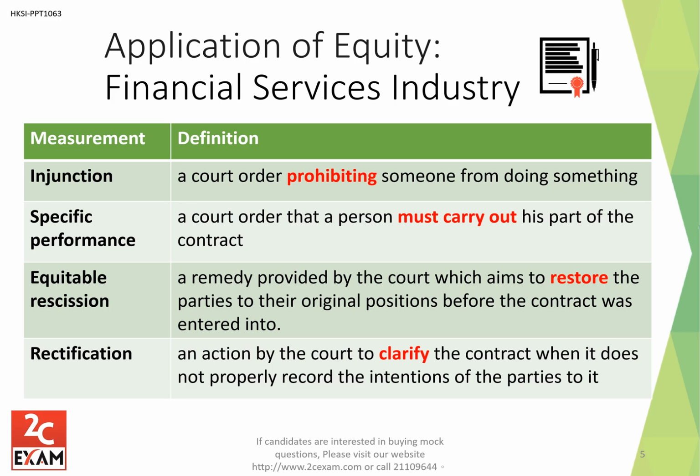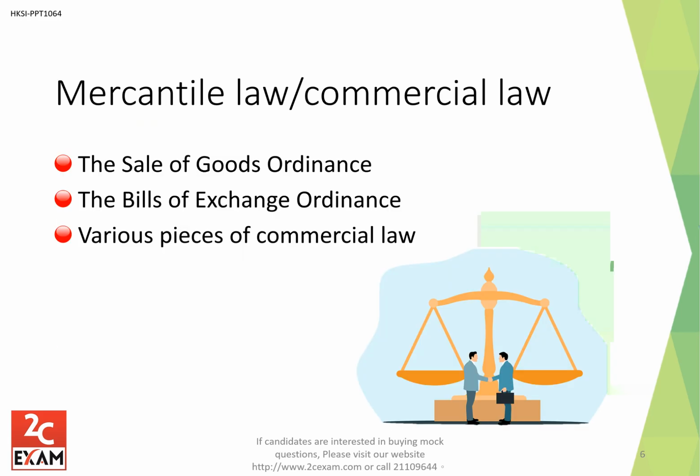The fourth type is rectification. When I need to clarify the content of the contract, such as how the contract should be executed, I can ask the court to interpret the contract and determine how the contract should be carried out. This is called rectification. As for mercantile law and commercial law, they are not usually tested in exams.